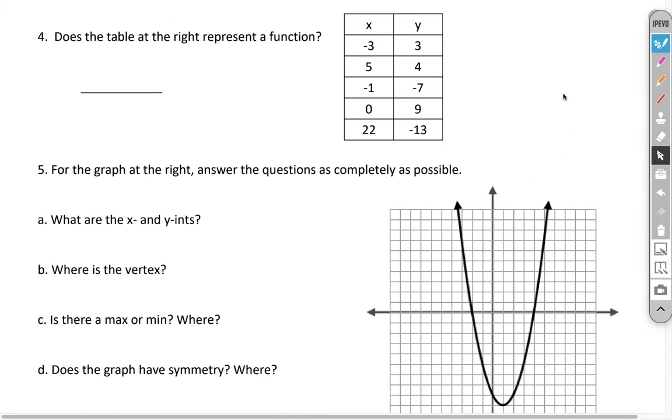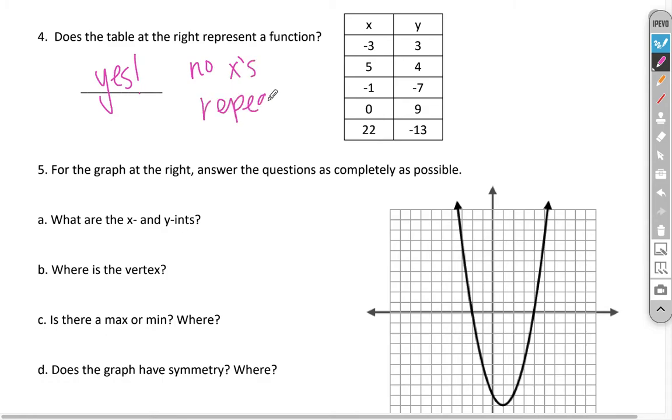All right, does this table represent a function? Well, we need to check our x's. Do we have any x's repeating? No. And remember, x is what we care about repeating. We don't care if we've got the same y values, but we don't have any x's repeating, so yes, this is a function. No x's repeat.